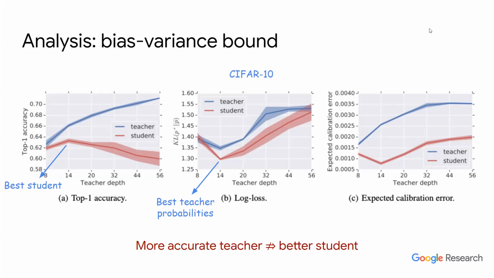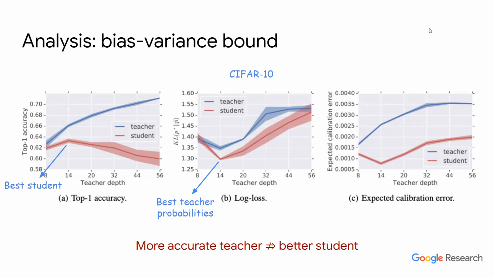Also, if you plot the log loss, which is how close you are to the label distribution, you can see that teacher depth 14 is the best. So the teacher is most closely predicting the label distribution at 14, but it got worse when you have a larger number of depths, so a more complex teacher.